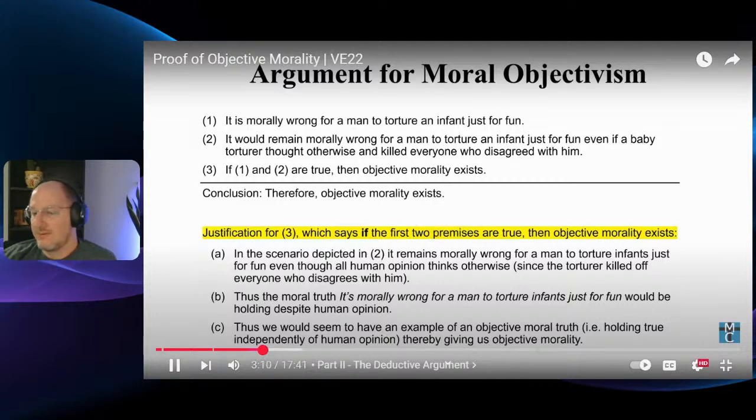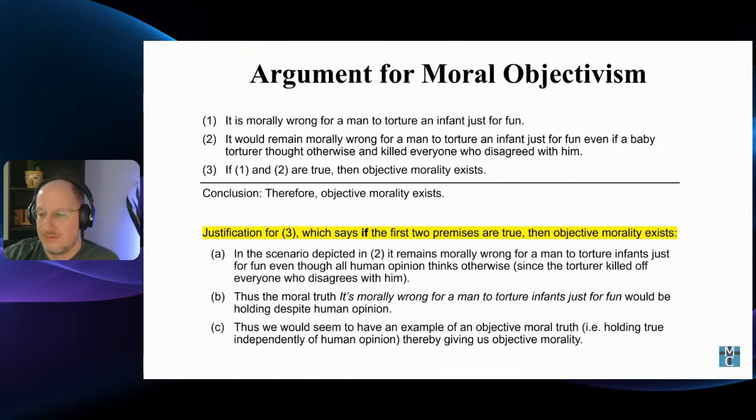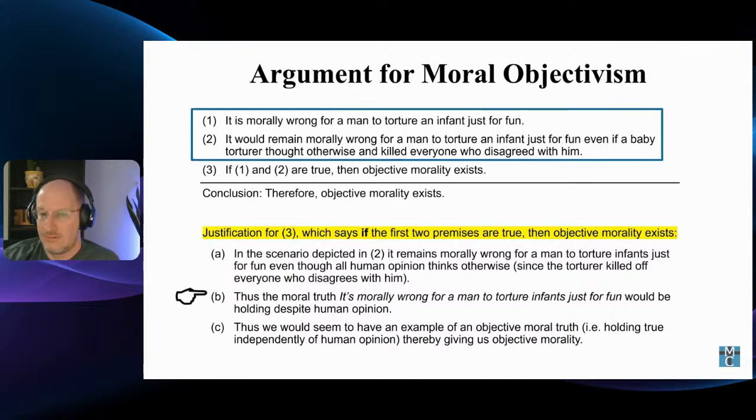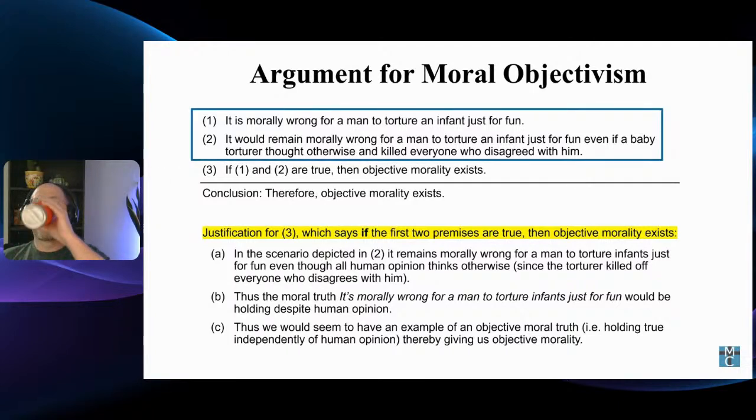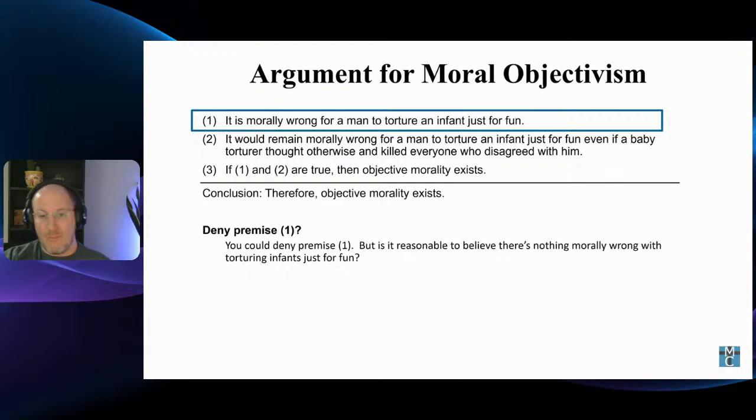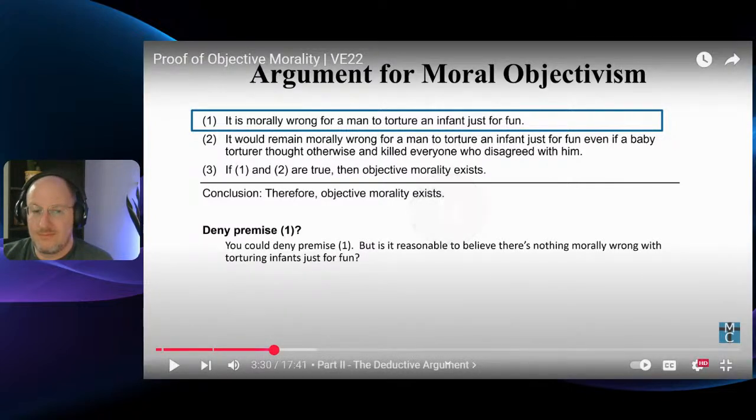But objective moral truth, that is holding true independently of human opinion, thereby giving us objective morality. Since the first two premises lead to A, B, and C being true here, premise 3 is pretty solid. The real areas of vulnerability are the first two premises, but denying either one means biting a big bullet. You could deny premise 1, but is it reasonable to believe that there's nothing morally wrong with torturing infants just for... Well, it depends what you mean by that. You'd have to disambiguate it.